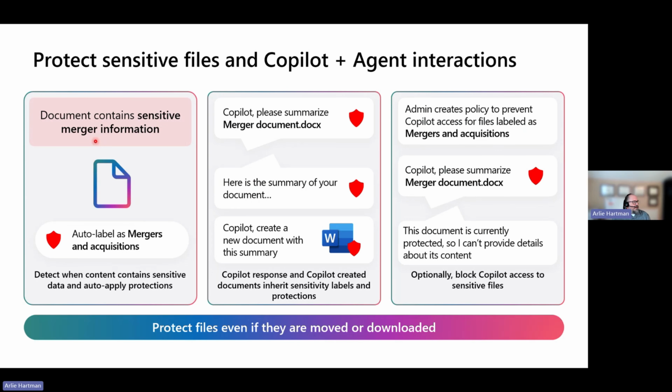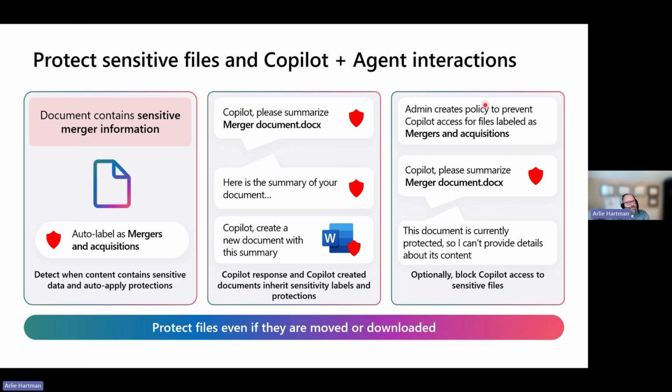So leveraging things like auto labeling, being able to detect sensitive information in the M365 environment within documents and then applying labels. Whether that's Project Falcon, as you saw earlier, or in this example, mergers and acquisitions. And again, we talked a little bit about this. I showed you in the demo. We had, hey, please summarize this doc. This doc had this protection on it. Or Copilot create a new summary of that, created documents and responses.